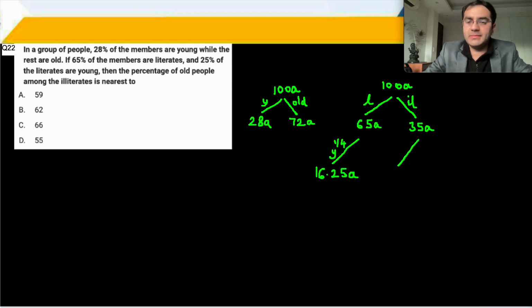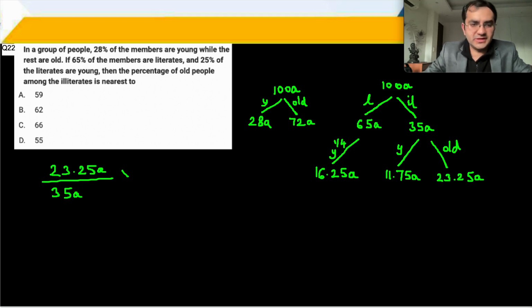Remaining will be among the illiterates. 28 minus 16.25 is 11.75A young people among the illiterates. How many are left? The old people remain. So 35 minus 11.75 is 23.25A. These are young, these are old. Then the percentage of old people among the illiterates: how many old? 23.25A. How many illiterates? 35A. Percentage means into 100. You'll get 66.42% with the calculator and your nearest answer therefore is 66. And that is the question.